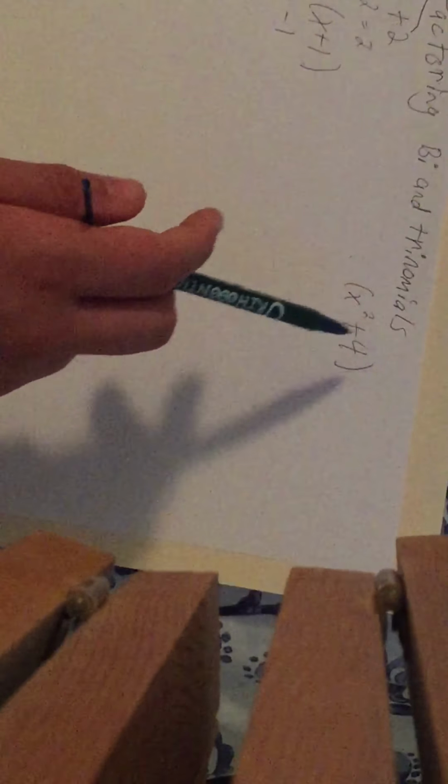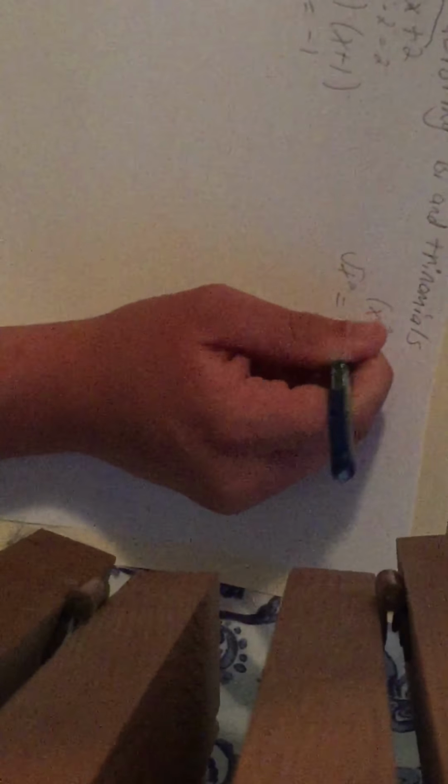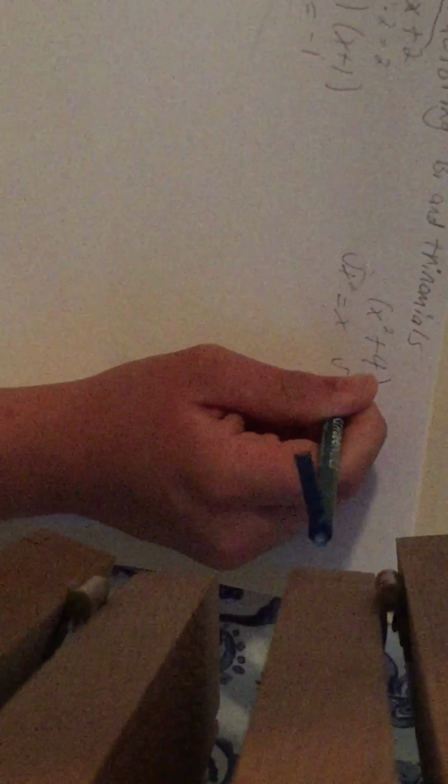Now we're going to go to the binomial side. Binomials are quite easy. You just square root both these numbers, because factorable binomials only occur when you have two perfect squares. So you're going to square root the x squared and square root the 4. The square root of x squared is just x, and the square root of 4 is just 2.